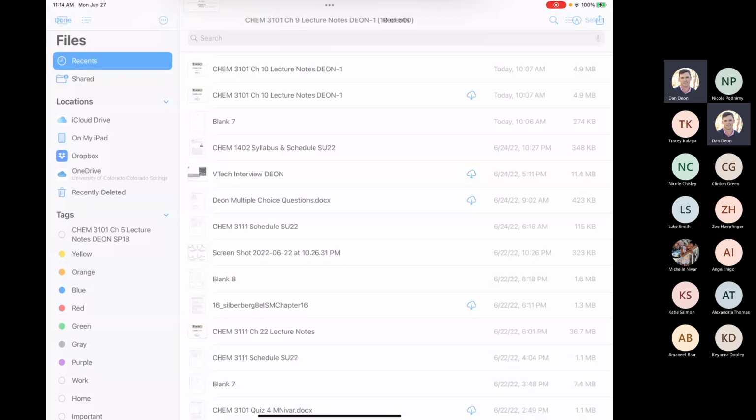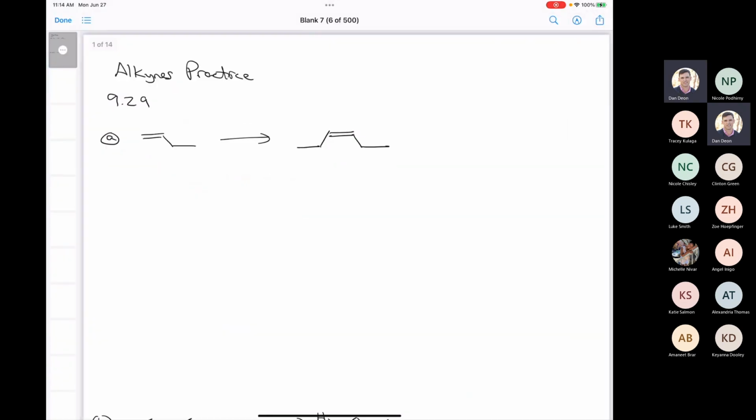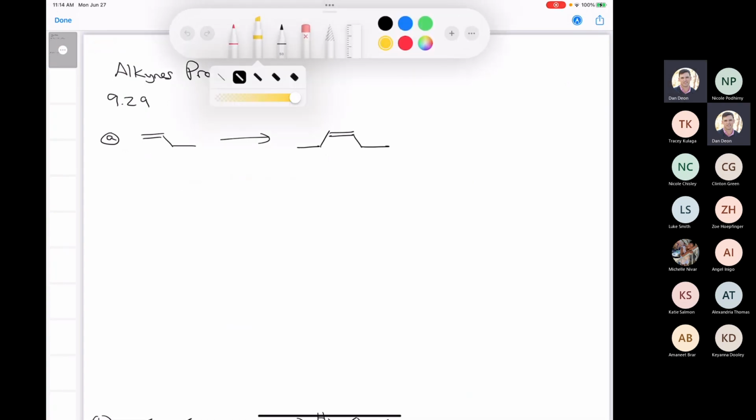I'm going to go over to a blank document here just so I have a little more room. This one, yeah, right here. So alkynes practice. And we're going to start with that first question that I had labeled as 9.29a. And you can see that we're changing the carbon skeleton. Here we've got 4 carbons, and here we've got 6 carbons. We're adding 2 carbons overall.